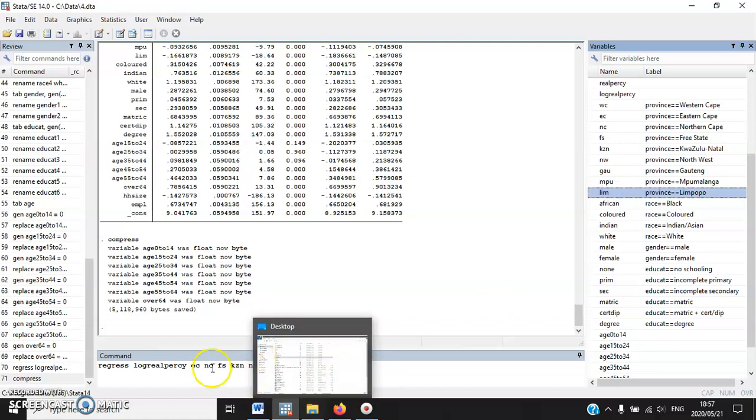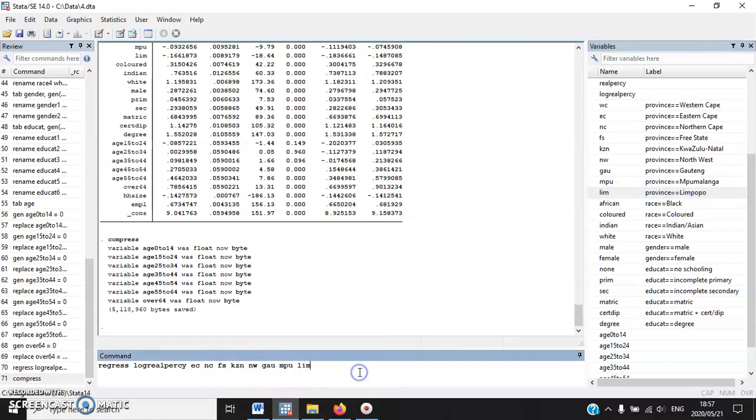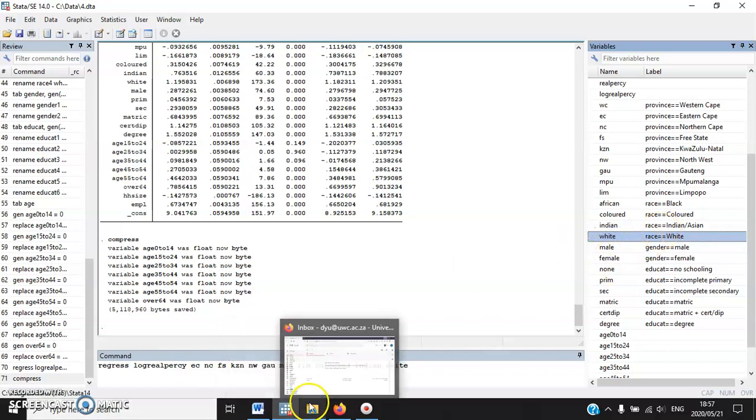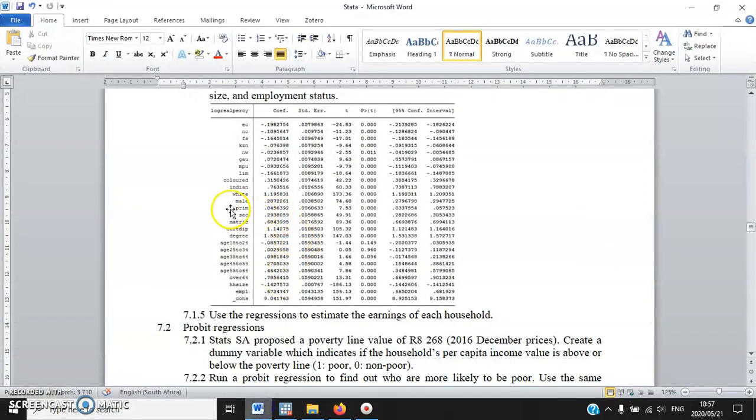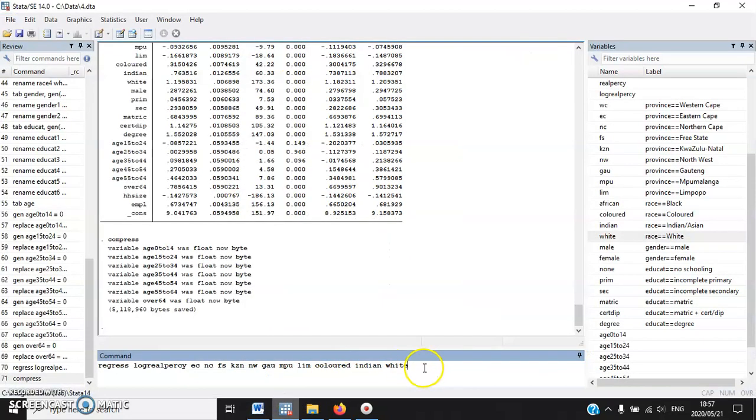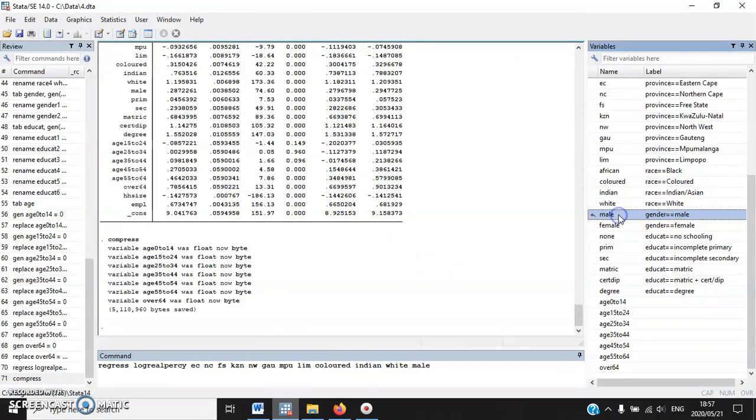provincial dummies. As I said, you can manually type the variable names, or you can just double click from this variable list. And then race, let's leave Africans as reference categories. Then colored, Indian, white. Gender, let's go back to the answers. So we include a male dummy. So in other words, female dummy is left out as reference group. So I include male dummy.